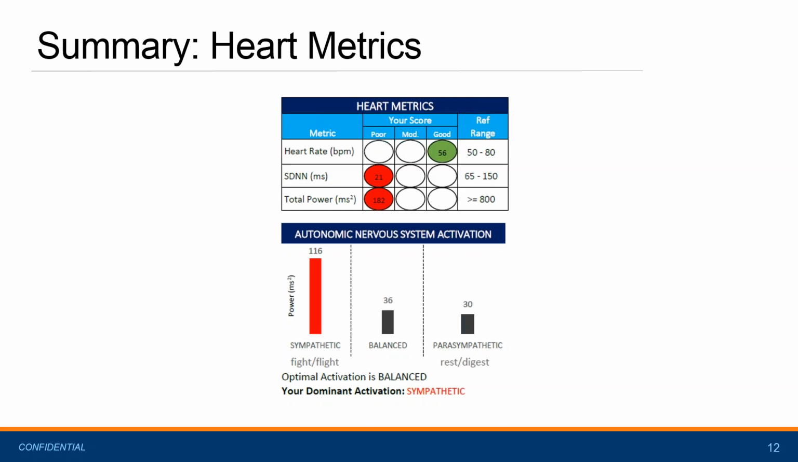Then we have total power, vagal activity. Of course, we want to see higher total power, so low total power is concerning. And then we break down total power into sympathetic, balance, and parasympathetic domains. Sympathetic meaning somebody is just shifted toward that fight-flight mode all the time. Parasympathetic meaning they're probably lethargic, they're stuck in rest digest. Really where we want to see them is most of the power in that balance zone.